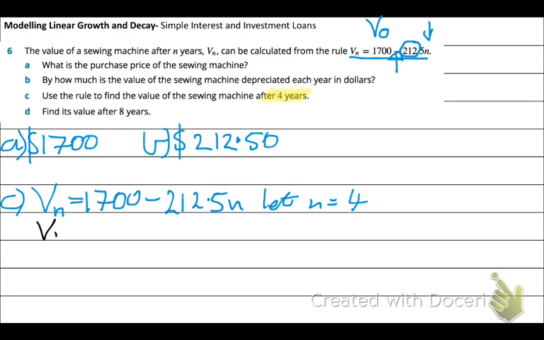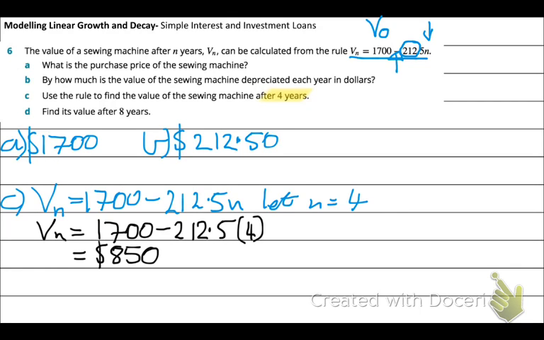So take all that, we get Vn equals 1700 minus 212.5 times 4. Once you've worked that out on the calculator, you get an answer of $850. Exactly. Next part of the question asks us for the cost after 8 years again.